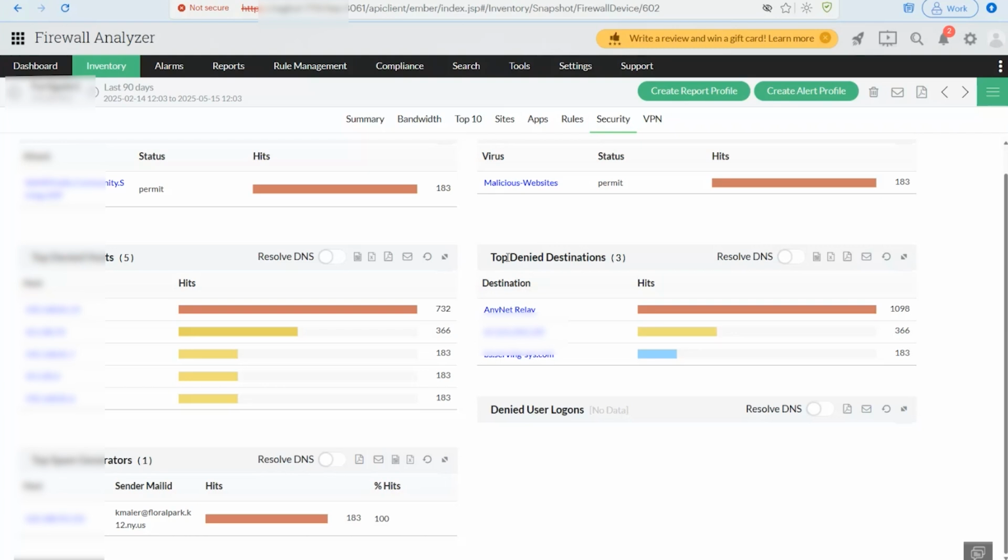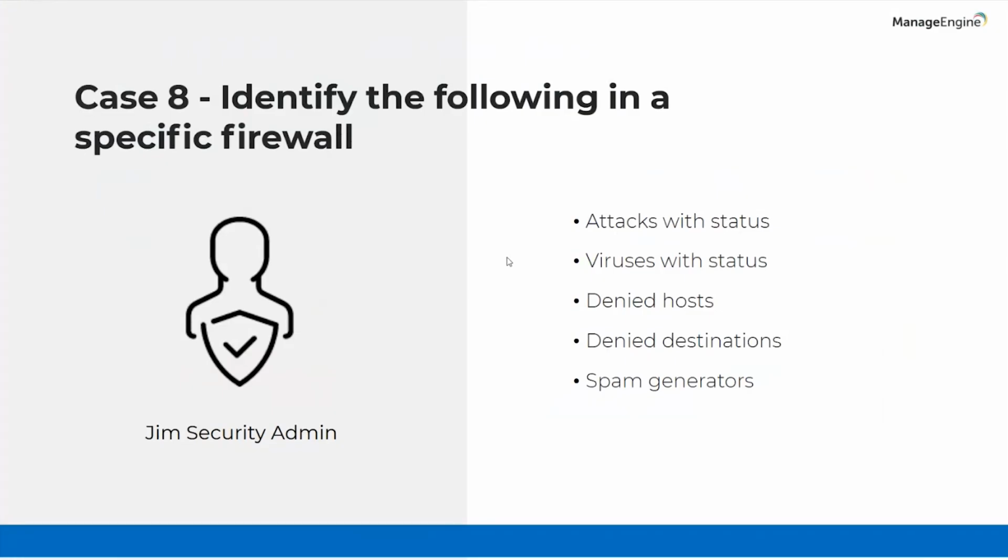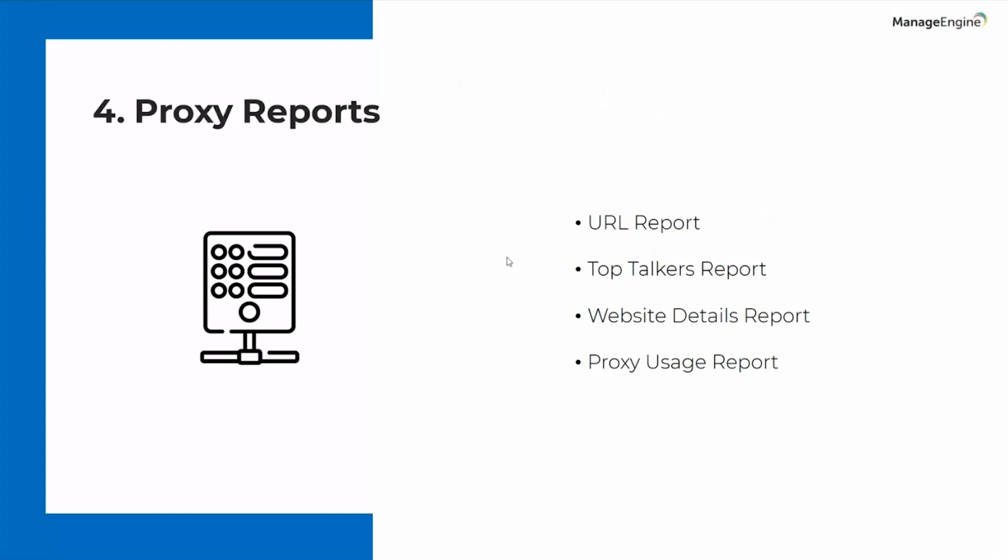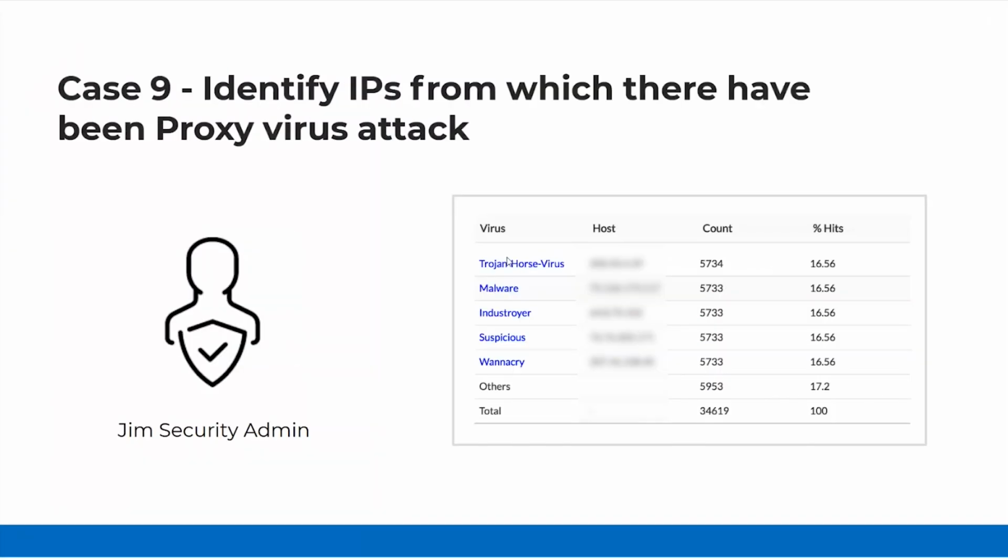Now, next we look at the Firewall Analyzer's capability of monitoring the SQUID proxy servers and their syslogs. So with SQUID proxy servers, we can currently monitor and generate URL reports, top users reports, website detail reports, and proxy usage report. So now let's look at a use case for proxy reports.